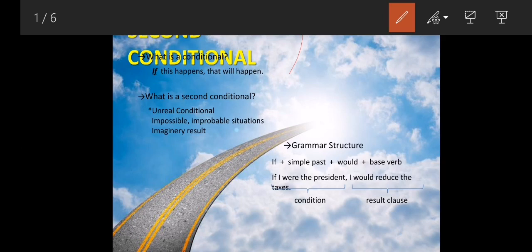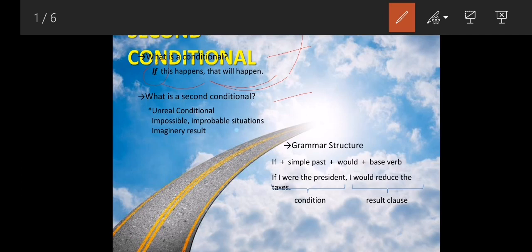Firstly, we should answer these two questions. The first one is, what is a conditional? Something that is conditional will only happen if something else happens. A conditional clause usually begins with if and says what must happen or exist in order for the information in the main part of the sentence to be true. Okay? Now, the second question is, what is a second conditional?